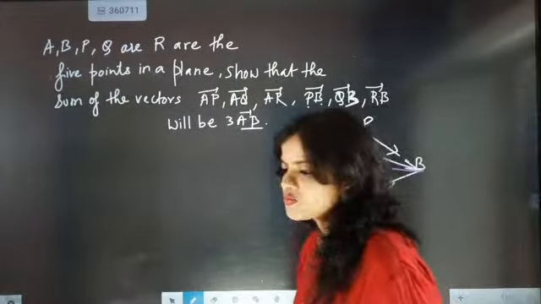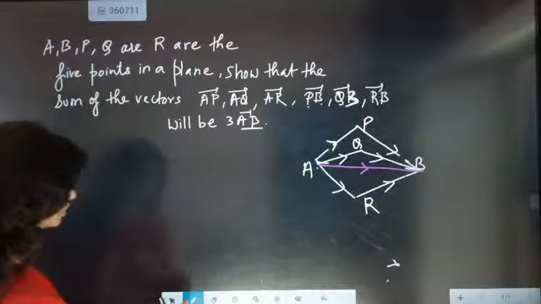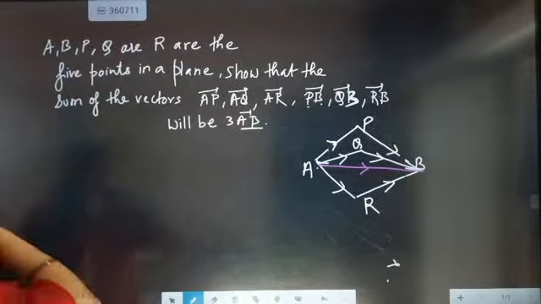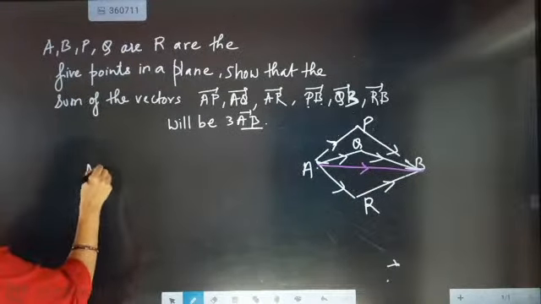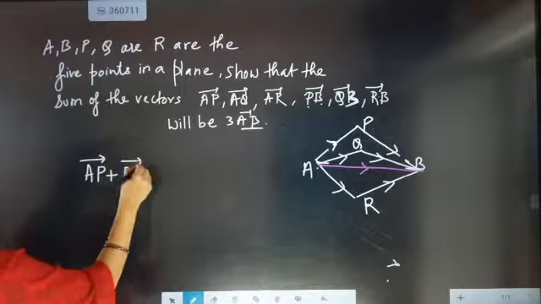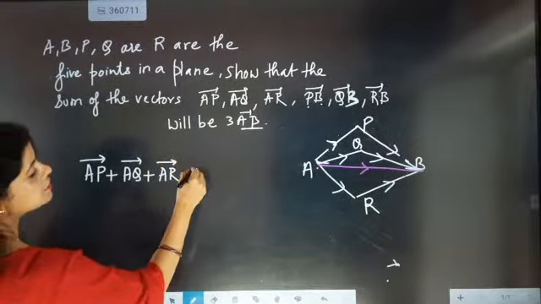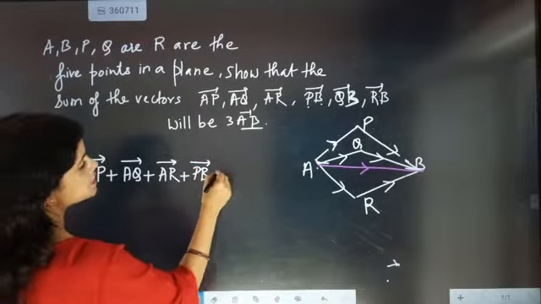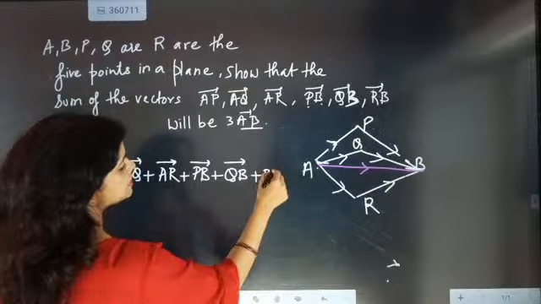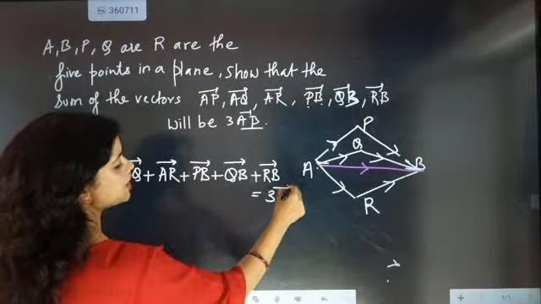So now one small work you have to do. They are saying find the sum of all this. So exactly what you have to prove here is, once your drawing part is over, then you say that you have to prove that AP vector plus AQ vector plus AR vector plus PB vector plus QB vector plus RB vector will be equal to 3AB. This is what you have to prove.